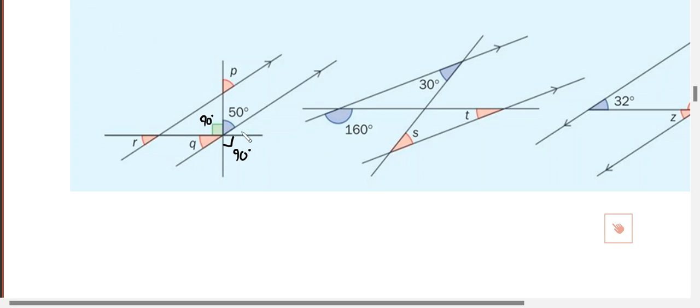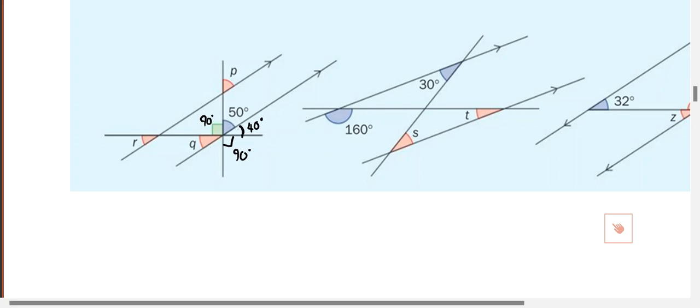So the 50 here, we can work that out. So 40, that's going to be 40. So this whole thing should be 90. So that we know that's 40 degrees. And then with that, we know this side must be 90.